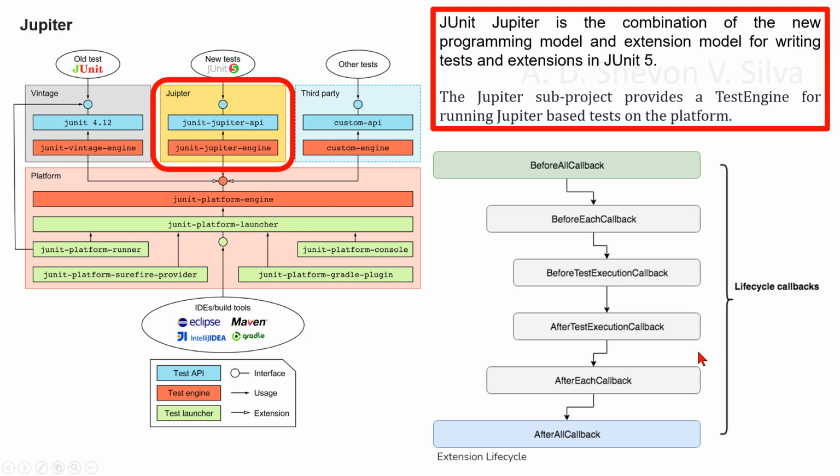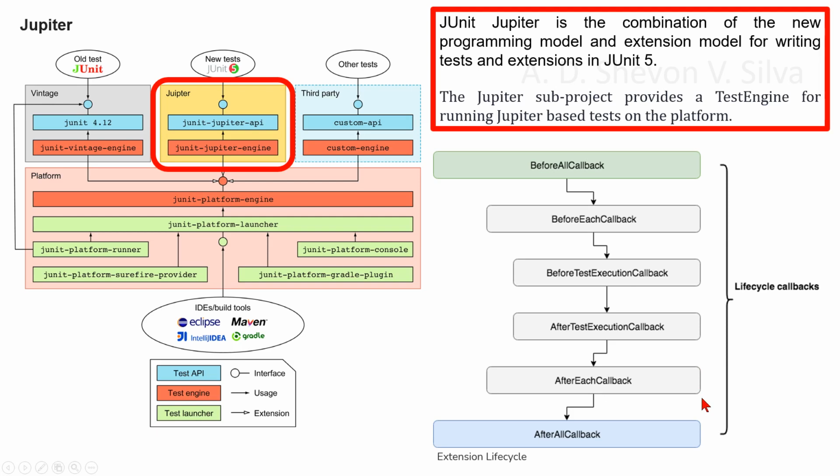Interface AfterTestExecutionCallback. AfterTestExecutionCallback defines the API for extensions that wish to provide additional behavior to tests immediately after an individual test has been executed, but before any user-defined teardown methods, for example @AfterEach methods have been executed for that test.